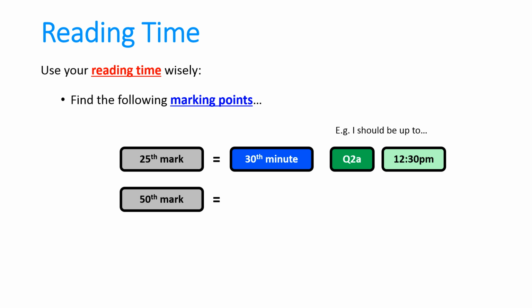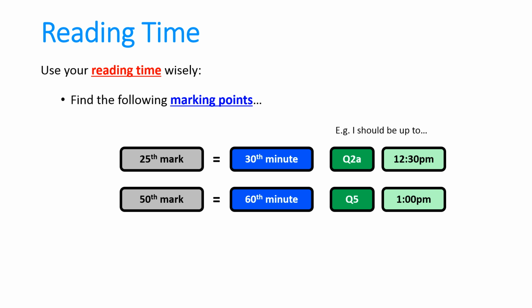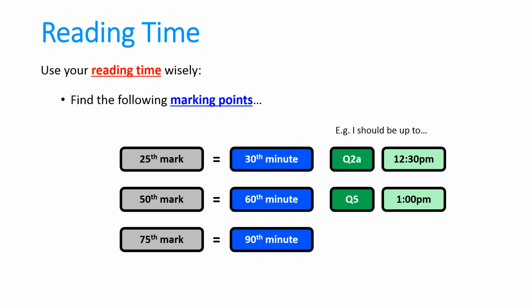You go and identify the 50th mark. You need to be up to there by the 60th minute. So for example, you go and cross off question 5 and write, I need to be here by 1. Go and find the 75th mark, which should be done by the 90th minute. For example, question 8A, and write down must finish by 1:30. And then obviously the 100th mark, it'll just be a matter of finishing before the time runs out at the end. But I think that's a really good strategy.